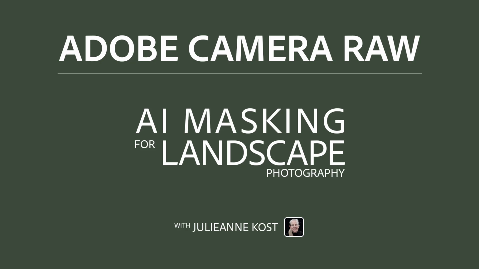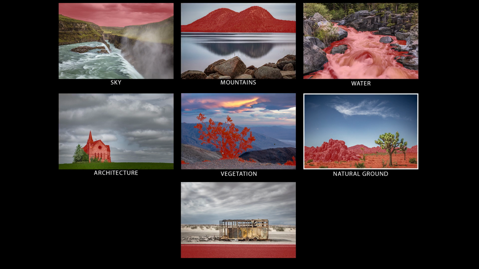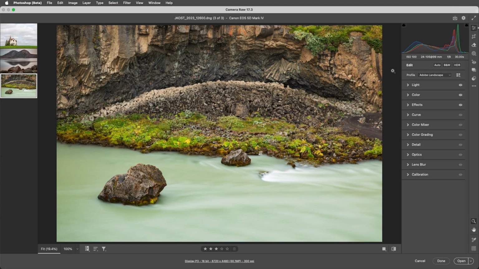Hi, I'm Julieanne Cost. Let's take a moment to see how Adobe Camera Raw's new masking tools can automatically select different regions in landscape photographs. Here we can see examples of the mask overlay that Camera Raw created over the 7 different categories, including sky, mountains, water, architecture, vegetation, natural ground, and artificial ground. Now let's walk through some examples.